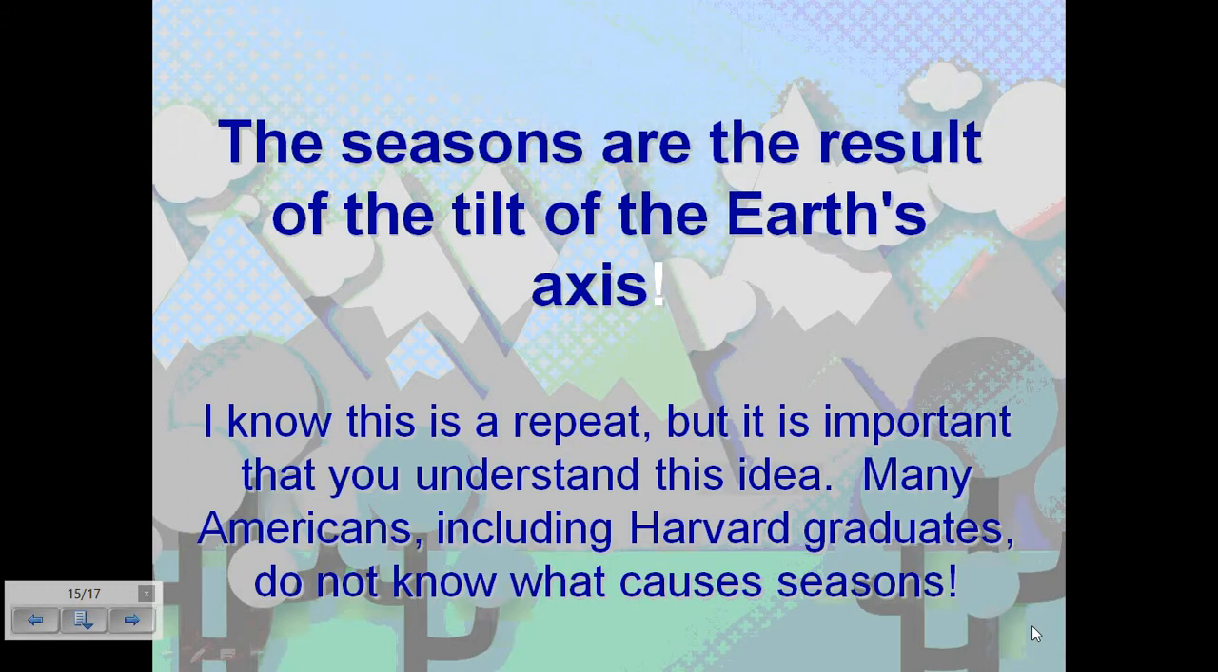To recap, I want you to understand that the seasons are the result of the tilt of the Earth's axis. I know that I've repeated this piece of information, but it's very important that you understand this idea. Many Americans, including Harvard graduates, do not know what causes seasons. But now you do, and hopefully you can carry this information on to other people.